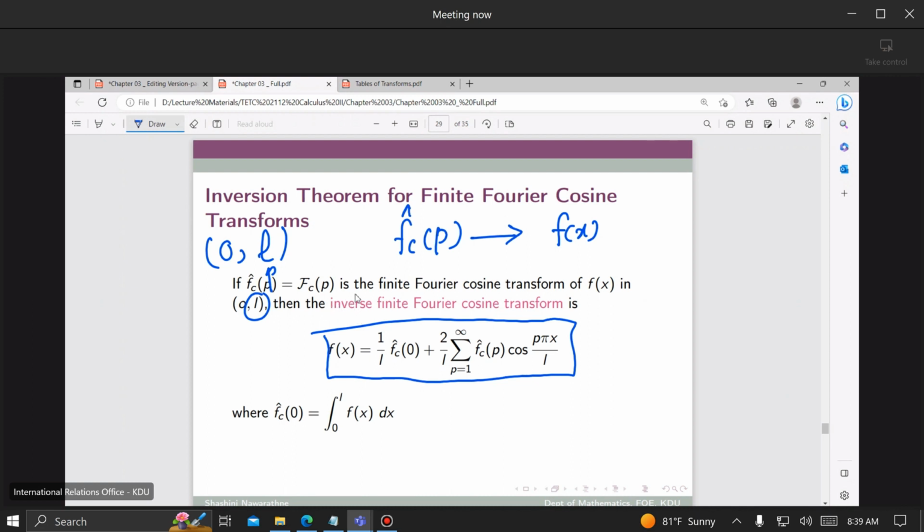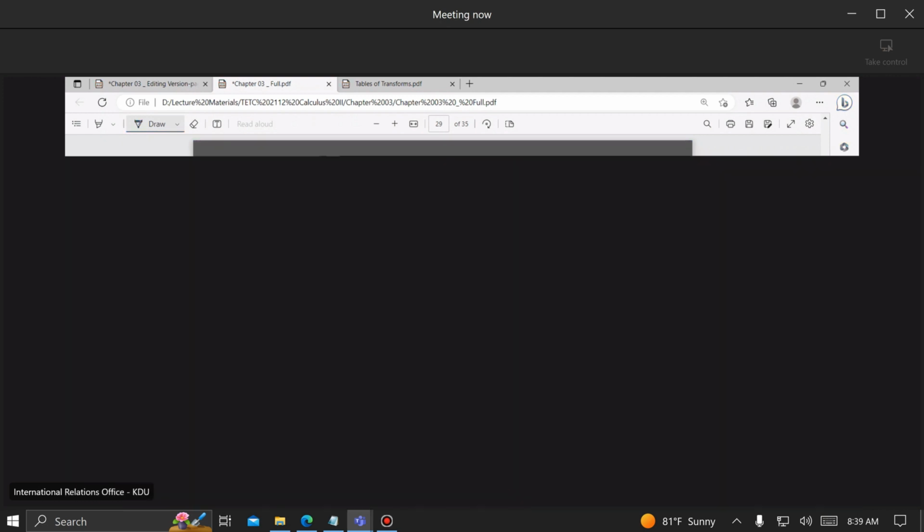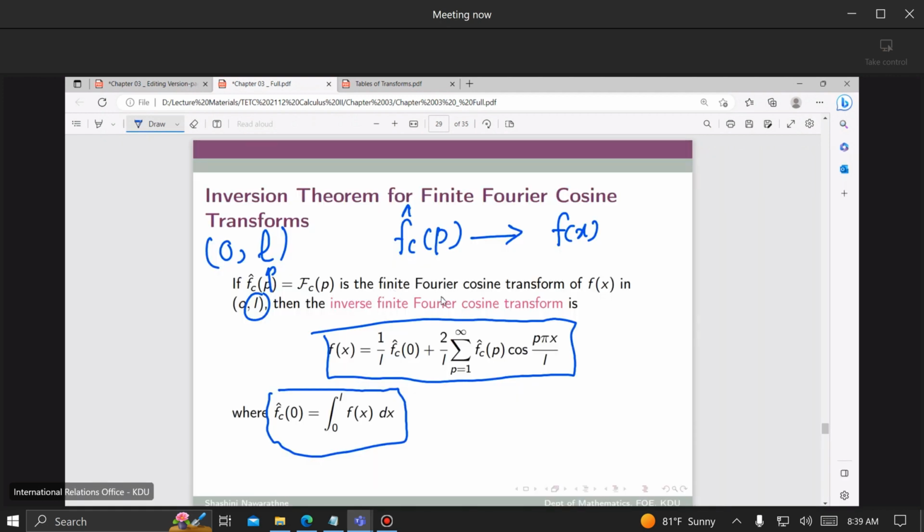This f hat 0 is the integration of f of x from 0 to L. So that means we have to integrate the function f of x from 0 to L to obtain this one. And then this term, 2 over L summation p equals 1 to infinity f hat c p cosine p pi x over L. So here also we need to substitute L and this f hat p into this formula. With that you can obtain the answer.